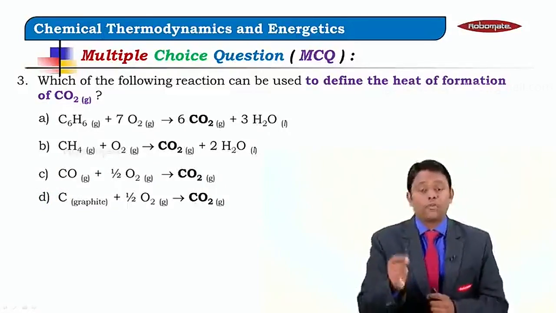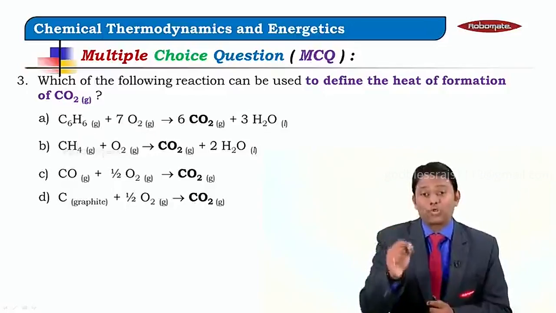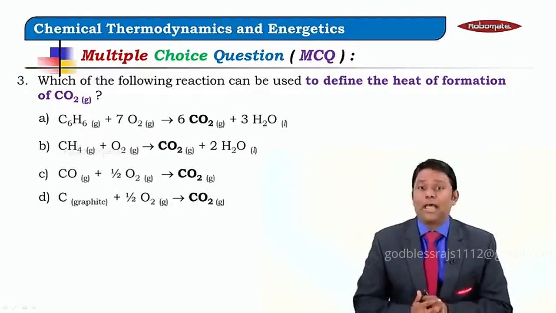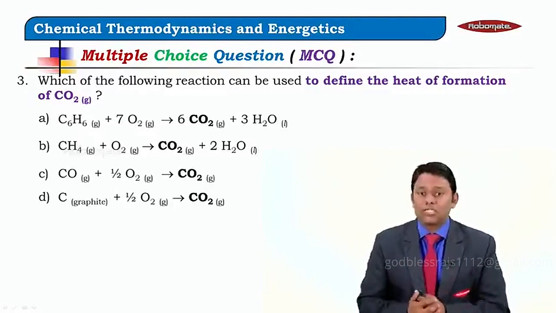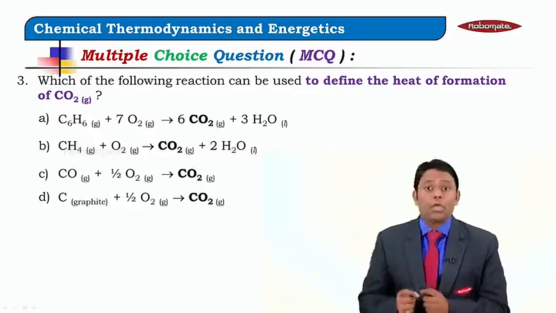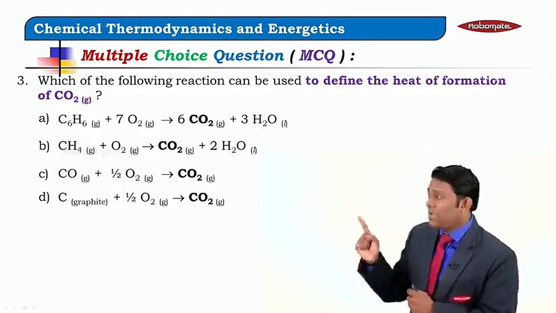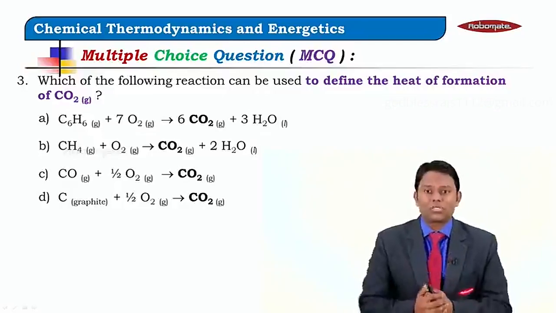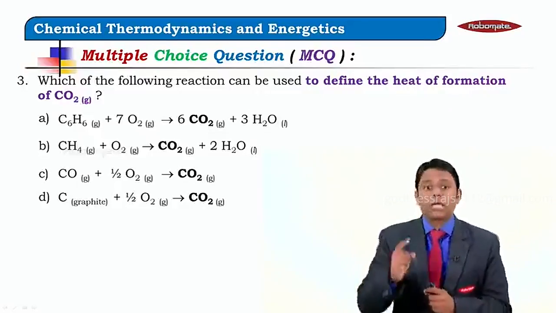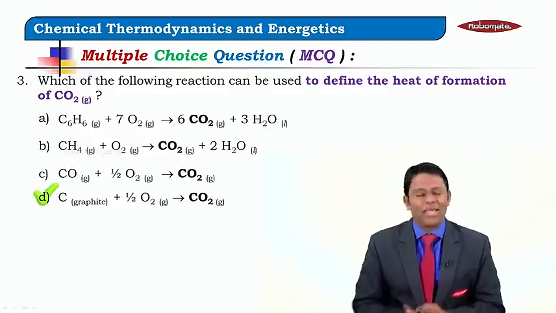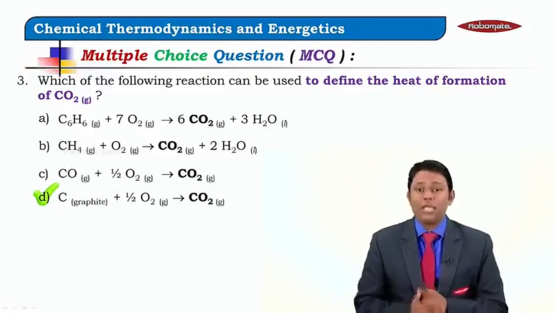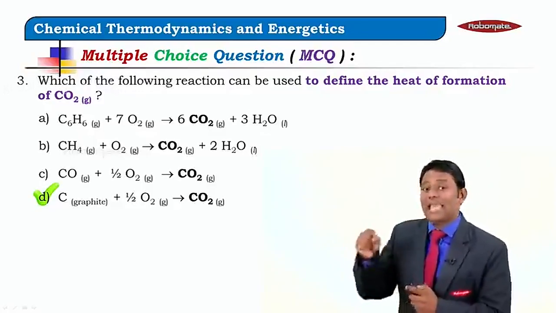The third question says which of the following reactions can be used to define the heat of formation of carbon dioxide? It has to be formed from its elements, and the elements are carbon and oxygen. So option A is wrong because benzene is used. Option B is wrong because methane is used. Option C is also wrong because carbon monoxide is used, and that is why the correct option is option D because it is forming from its elements.